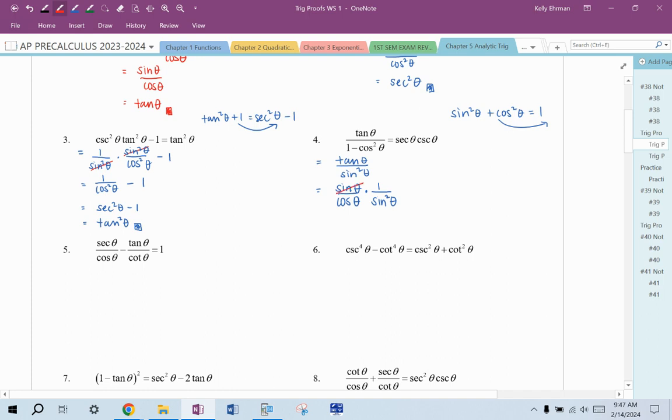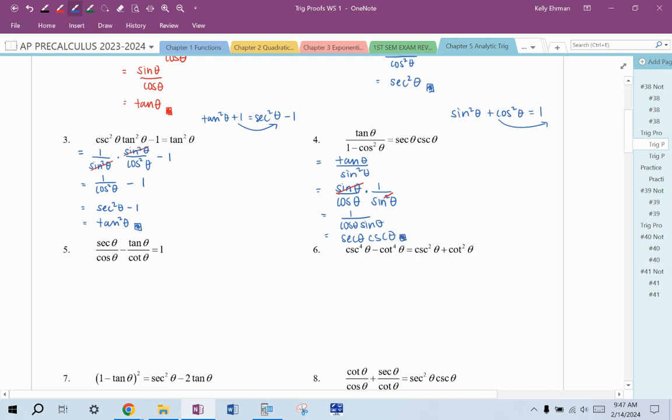This sine on top cancels with one of the sines in the sine squared. So I'm left with 1 over cosine theta times 1 over sine theta, if I multiply that into one fraction. And always look back to what you're trying to get to. 1 over cosine theta is secant theta, and 1 over sine theta is cosecant theta.